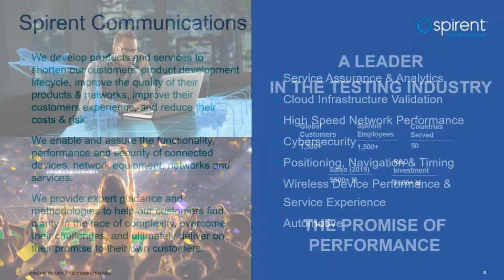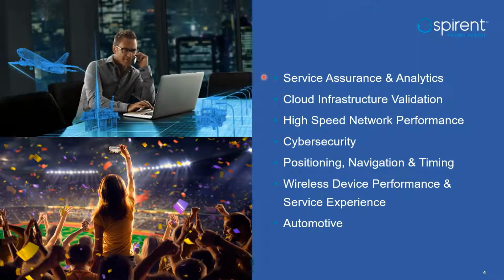Here are the main segments that the company is focusing on nowadays. You have service assurance and analytics, basically providing the capability to perform active testing in production networks. Those could be transport networks or mobile core networks, for example. The company also provides solutions for cloud infrastructure validation. The solution is called CloudSure, and it was also used during the last plug test. It allows you to validate your VIM, your VNFM, and also your NSD.